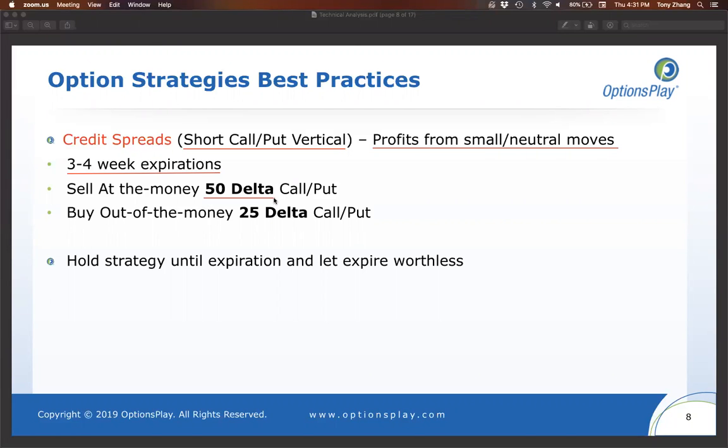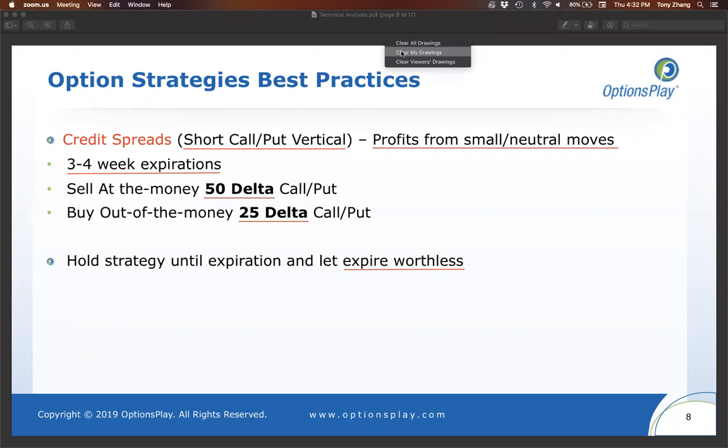Now, the problem with selling just an at the money call or a put is that it has large amounts of risk. And many times, most users may not even have the ability to sell a naked call or a put. So one of the ways to avoid that is to simply buy an out of the money call or put against that, which limits your risk and allows you to trade this trade without being naked a call or a put. Now, because you're selling an option here, this is where you do want to hold the strategy until expiration and try to allow it to expire worthless at the end of the contract's life. So very different from buying options, but these are the best practices for when you're selling options.